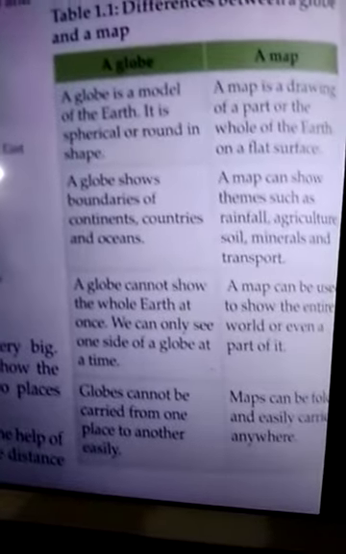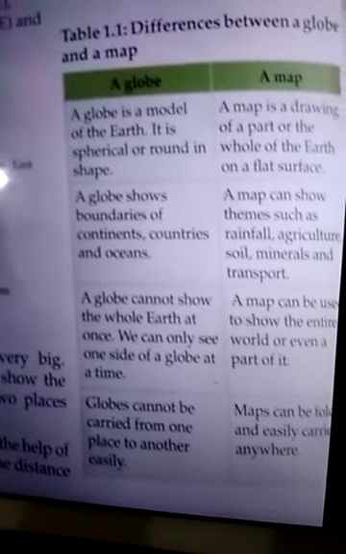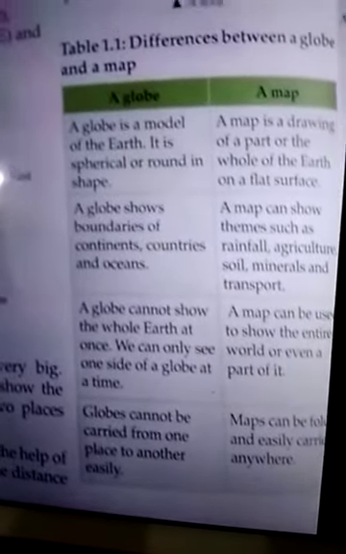Maps can be folded and easily carried anywhere. You bring maps to school for revision and for doing in the class, and globes are difficult for this work to be carried from one place to another. So these are the differences between globes and maps.